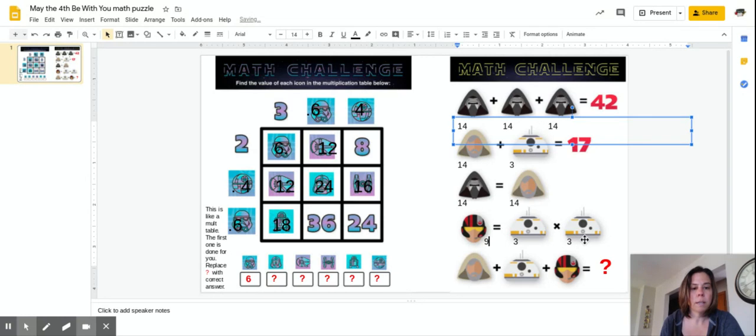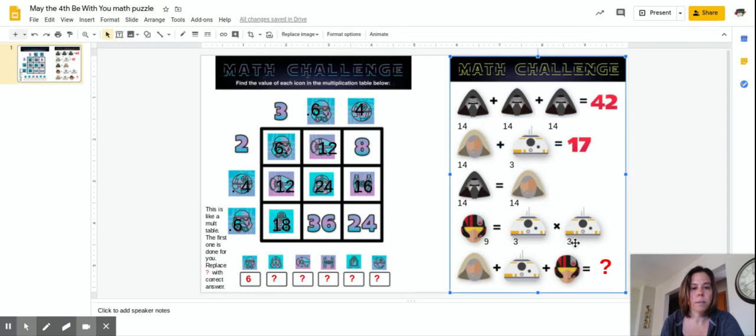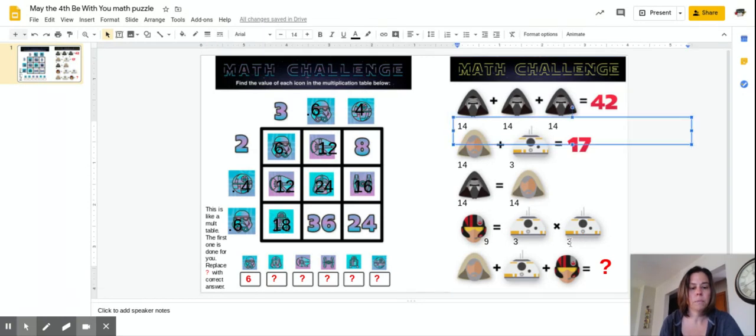And I can take all of what I have up here. So this was 14. This was 3. This was 9. So 14 plus 3 is 17, plus 9 is 26 for our grand total.